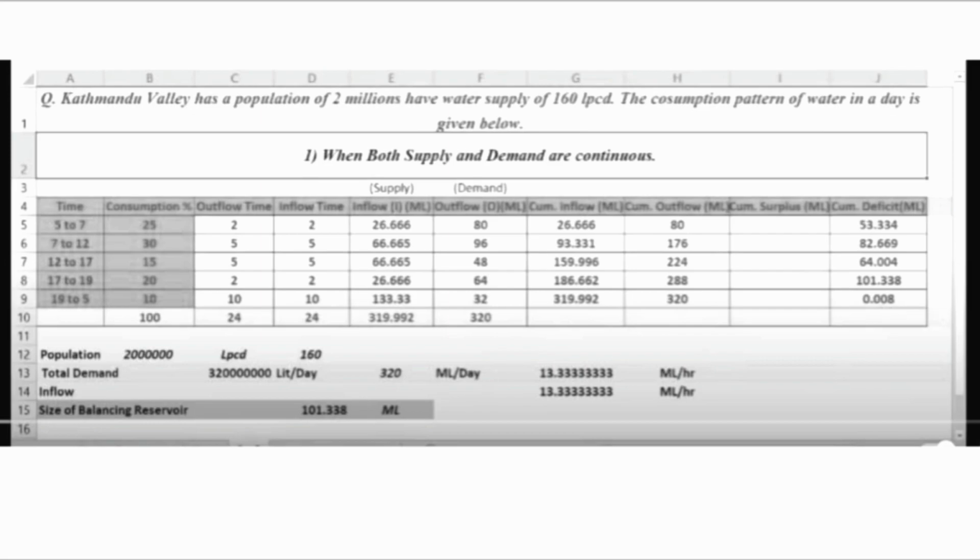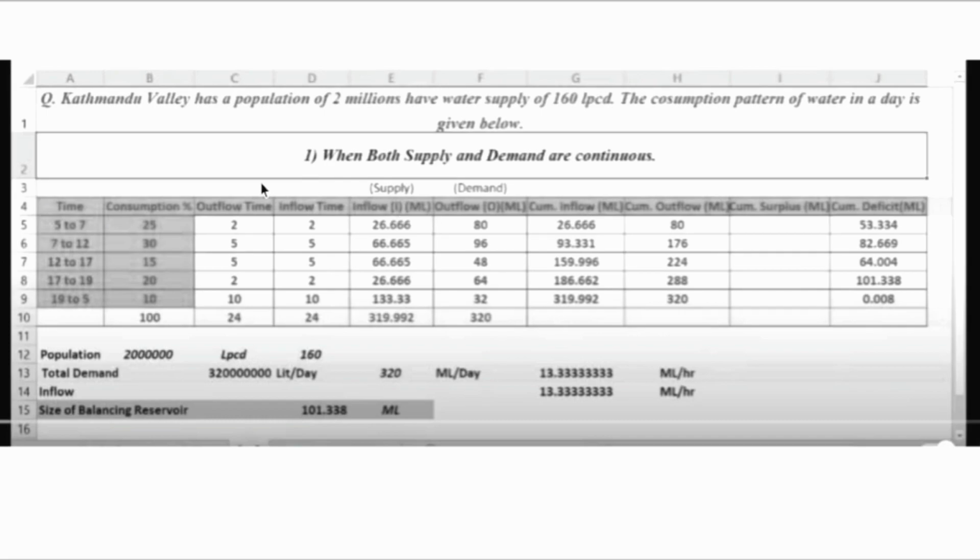Similarly, 320 divided by 24 into 5 equals 66.67. 26.67. 320 divided by 24 into 10 equals 133.33. Total inflow is 320 million liter, the total sum in one day. This inflow and outflow is equal. So this is the reservoir called balancing reservoir. So for the balancing reservoir, first we have to calculate the capacity, which is the calculation of inflow and outflow and cumulative inflow, cumulative outflow, and maximum cumulative deficit plus maximum cumulative surplus.